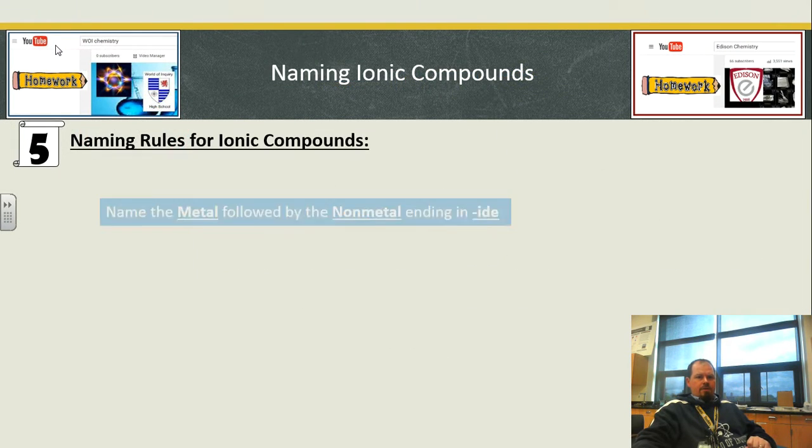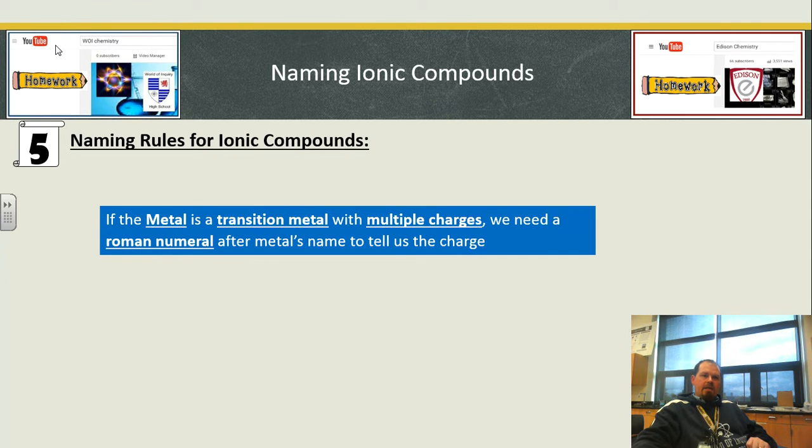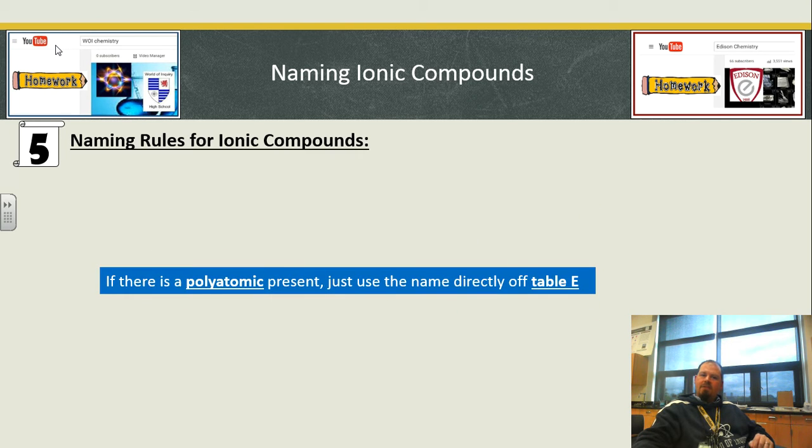Okay, so first, rules. We name the metal, followed by the nonmetal ending in "ide." "Ide" lets me know that it is bonded. If the metal is a transition metal with multiple charges, I need a Roman numeral after the metal's name to tell us the charge. We like to say middle metals need a middle name.